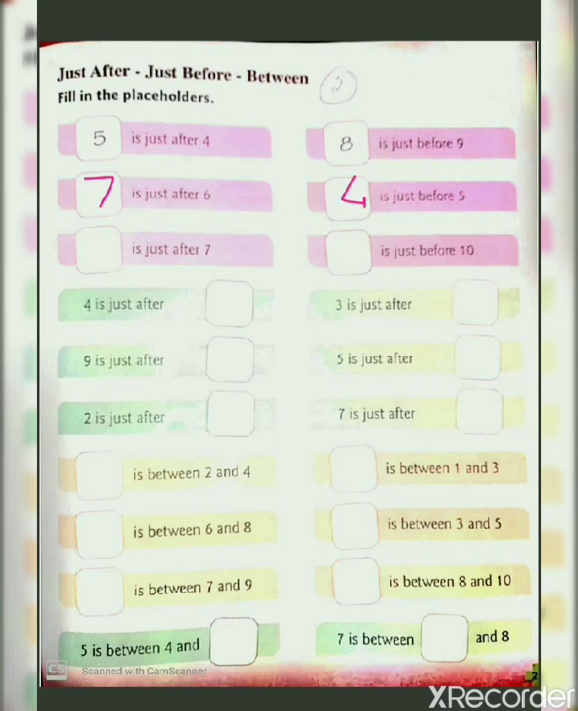Dash is between 2 and 4. So what comes between 2 and 4? Number 3. Dash is between 1 and 3. So what comes between 1 and 3? Number 2. Last one. 5 is between 4 and dash. So 5 comes between two numbers, 4 and 6. 7 is between dash and 8. So 7 also comes between two numbers, that is 6 and 8. The rest you will do.